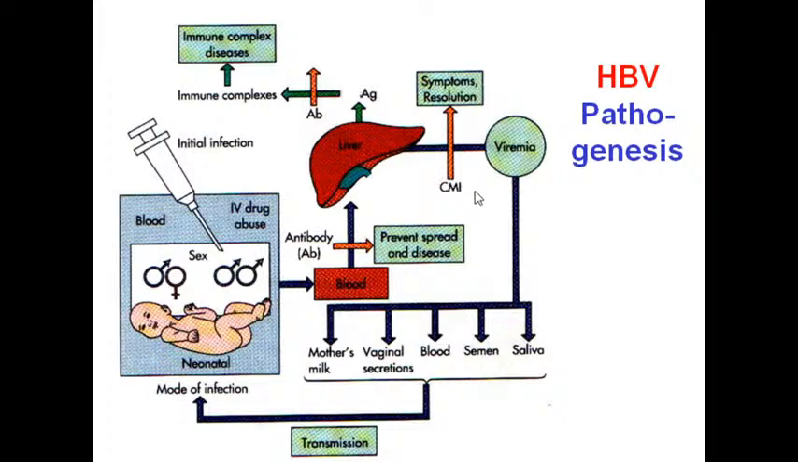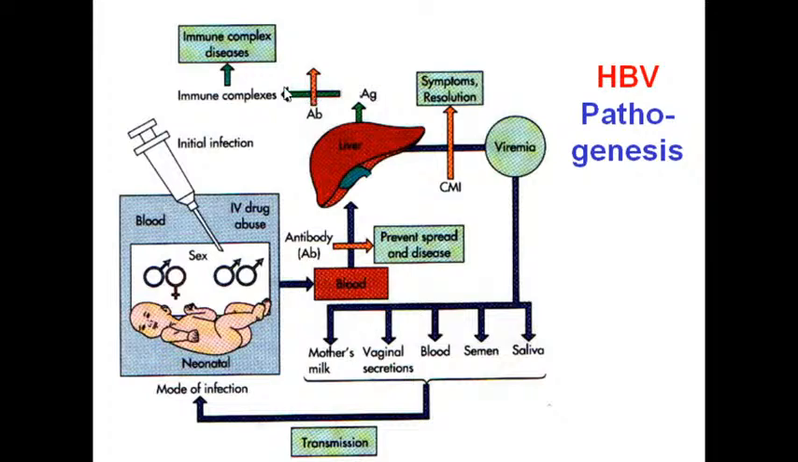But then cell-mediated immunity will be critical in the killing of the virus-infected cells, but also antibody-mediated immunity. But then the problem is that the infected liver cells start producing a lot of hepatitis B surface antigens. And these hepatitis B surface antigens may bind with antibodies.